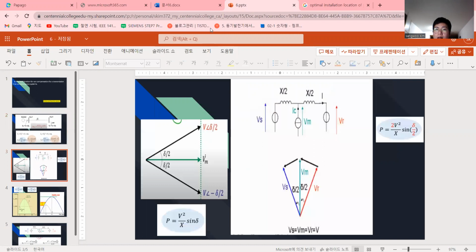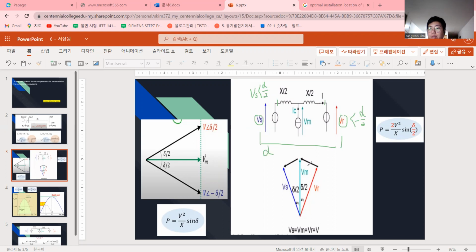Okay. First of all, here is V sender, the sending end, and this is VR. And I will say the angle between them is delta, right? So I will say here is delta over 2, and here is minus delta over 2. So the total is delta, right?